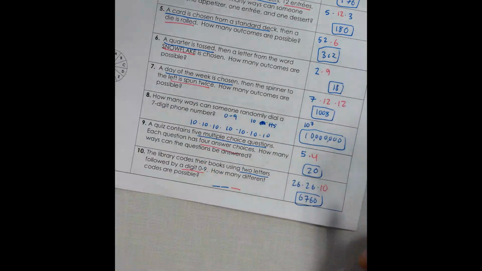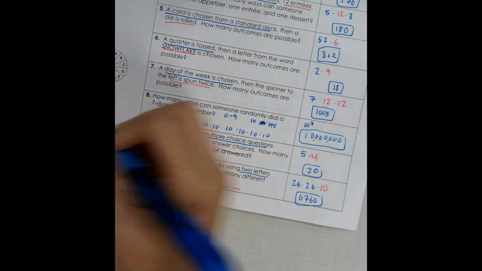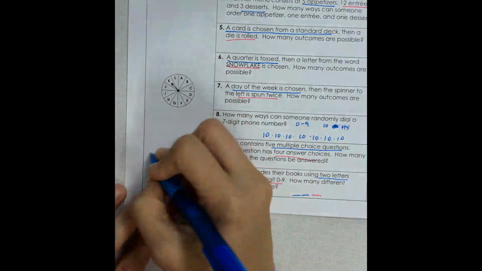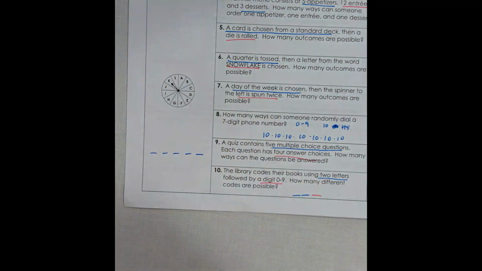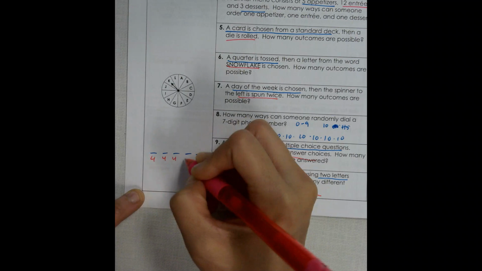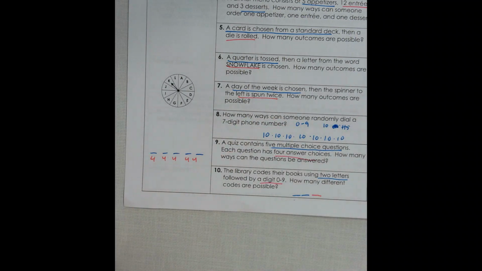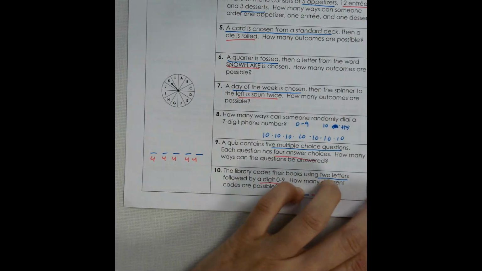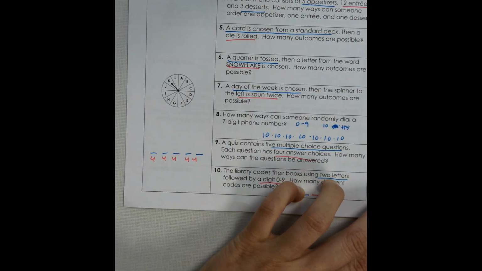Oh, actually I did number 9 wrong. Okay, so we have 5 multiple choice questions. And each of them can be answered 4 ways. So it's actually 4 to the power of 5. And that is equal to 1024.